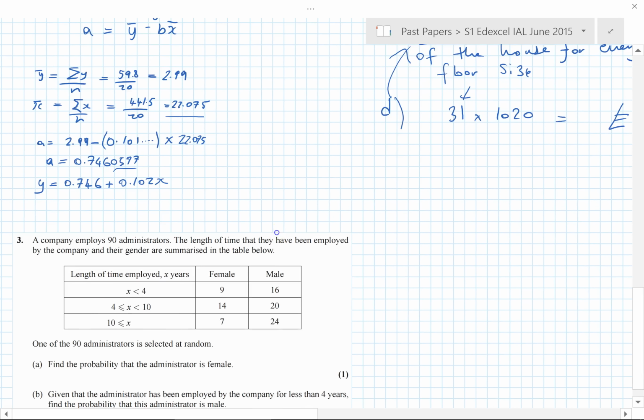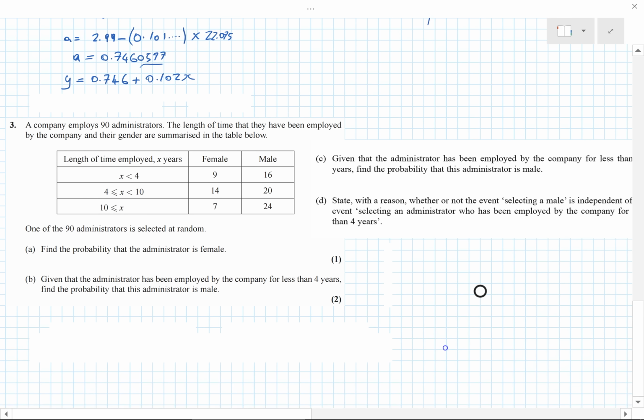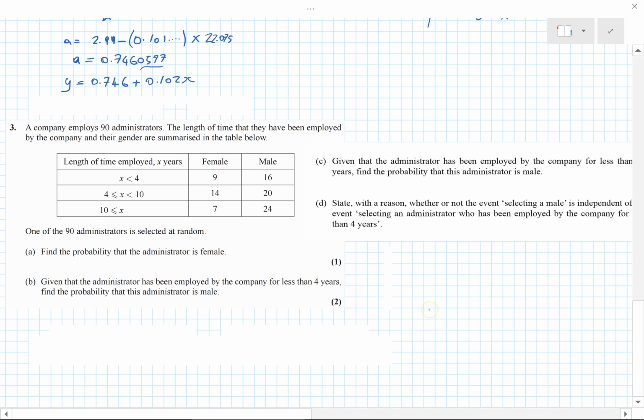Let's have a look at question 3. Question 3 is a probability question. It may not look like one initially, but it certainly is. It gives a breakdown of 80 employees in a company by gender and by time employed. The number that are female is easy to work out. The probability of female, well, all those add up to 30. So that's 30 over 90, or a third.